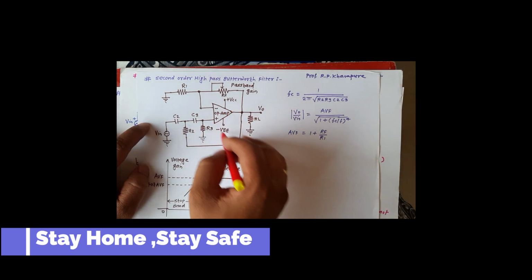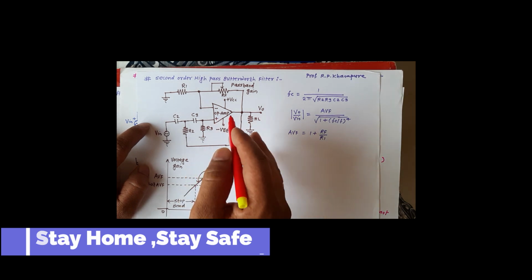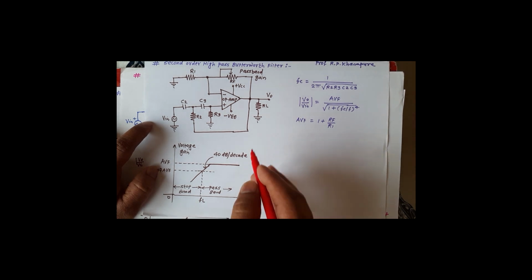Again, this op-amp is used in a non-inverting mode, or it works as a non-inverting amplifier. So this is the circuit diagram for the high pass Butterworth filter, and this is the frequency response for this second order high pass filter. Okay, so this is the cutoff frequency FC, right?